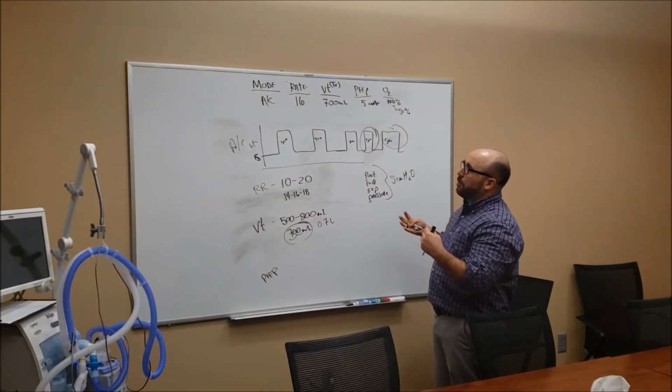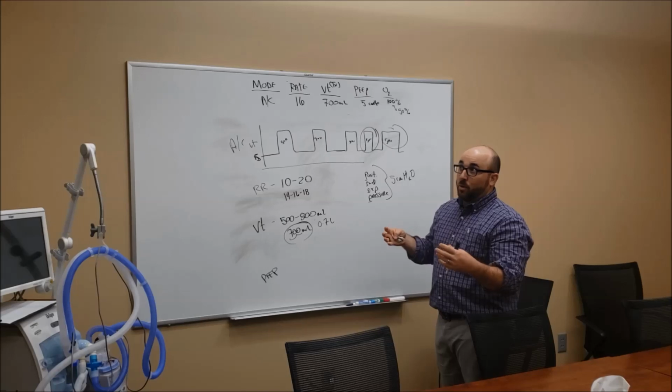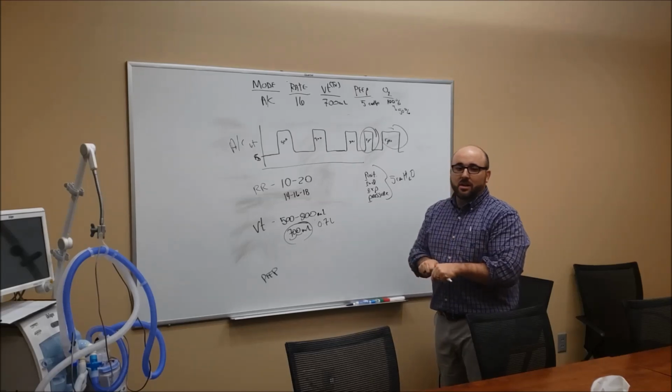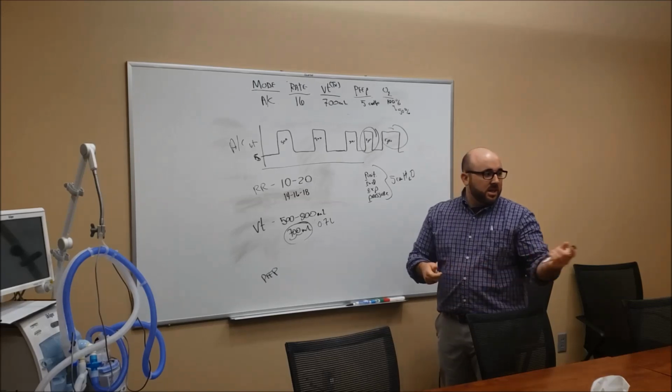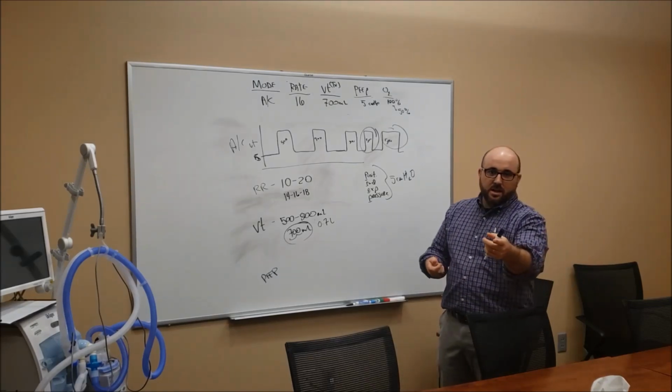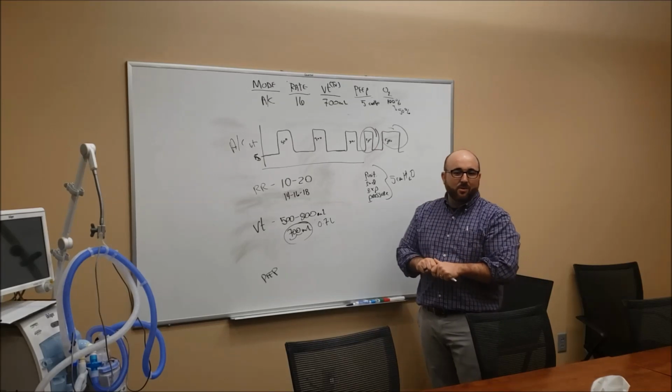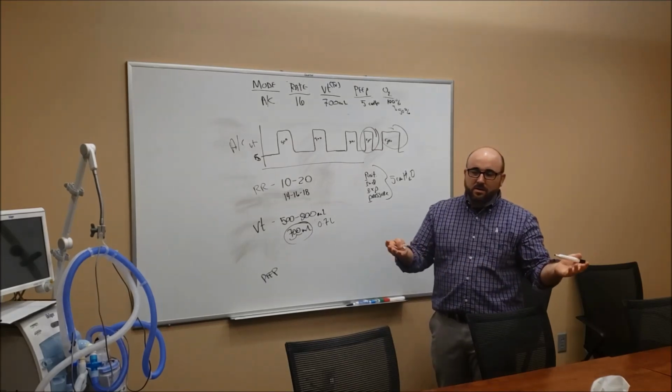So what would be a normal saturation that you would want, or a good saturation range? Like a pulse ox range. 90 to 100. What do you say? 94 to 100. 94 to 100, so somewhere in that range. Either one of those is good. 90 to 100 is really good.